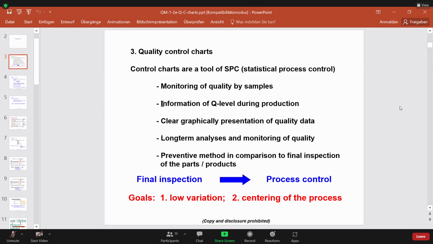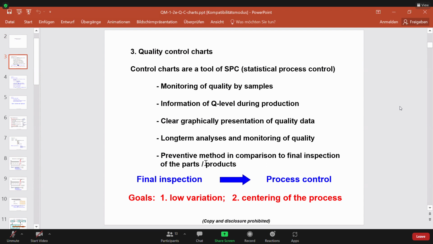With this, you get information of the quality level during the production. Also, you have a clear graphical presentation of the quality data over the time, and you can do long-term analysis and monitoring of the quality. It is a preventive method in comparison to final inspection of the parts.